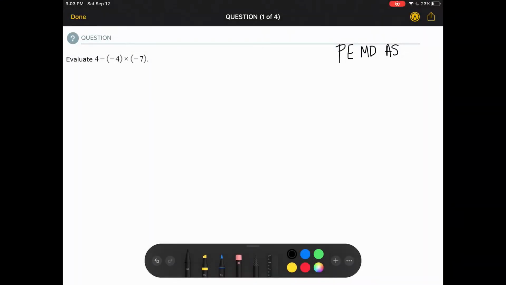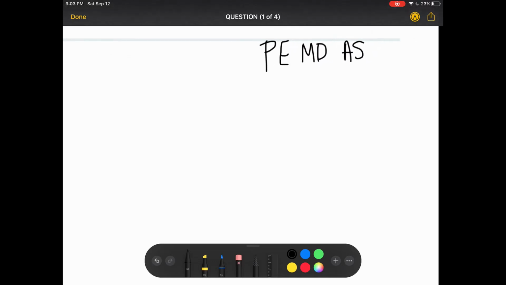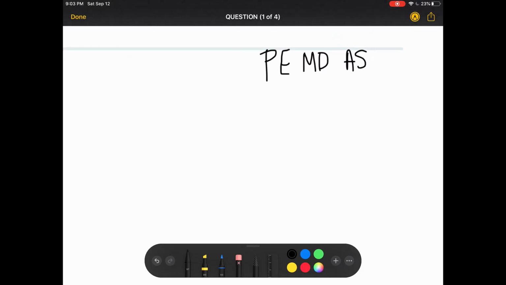Okay, so to do this problem, we're going to need to talk about order of operations and some of the misconceptions that people have with it. When we start to think about order of operations, we think about PEMDAS, and I say it all the time, make sure you do order of operations. But we're going to talk about it a little bit differently and what exactly it means.